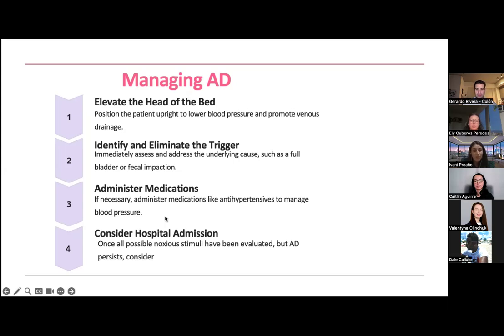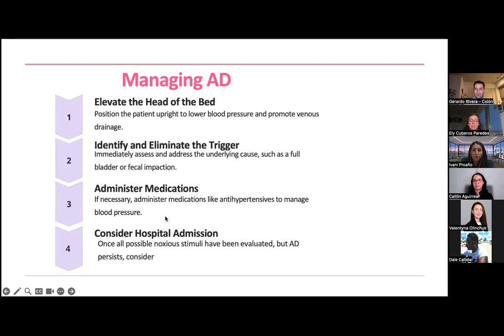Sometimes they may have a Foley, or you might know that they're intermittently catheterized, so you want to know when. You want to make sure there's not any plugging if they do have a Foley. So a bladder scan would be very helpful. You also want to see if they have been constipated. Maybe you'll have to do some digital stimulation or disimpaction. If they haven't had a bowel movement in a long time, you want to make sure that they do, because that could be a trigger.